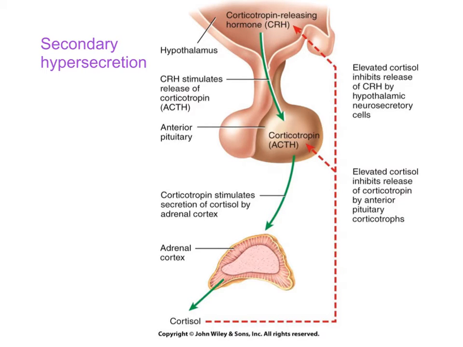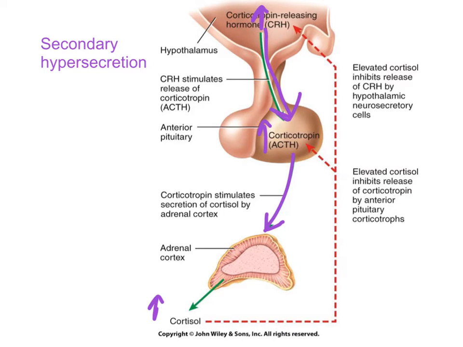What is happening here is that we have a problem that is increasing the secretion of CRH from the hypothalamus. This is then going to overstimulate, acting as a tropic hormone, the release of ACTH from the anterior pituitary, which is then going to overstimulate the release of cortisol. Now we have to take a look at the negative feedback loops and see how these are being affected.